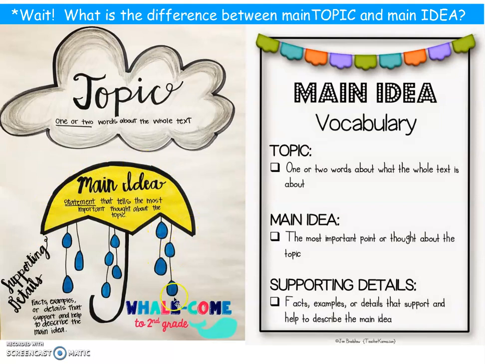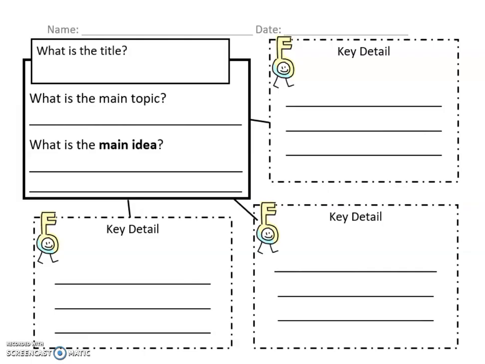And then our little rain droplets underneath that are the supporting details, which we're going to look at a little more closely today. The facts, examples, or details that support and help to describe the main idea. So we're going to locate the main idea again and then go ahead and find supporting details. So what I want to do is I want to show you the organizer that we're going to use. And this one has both to locate the topic and then to locate the main idea.